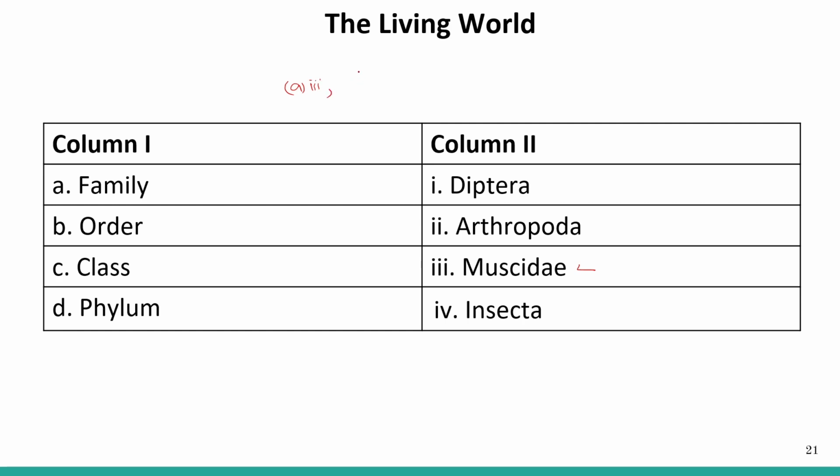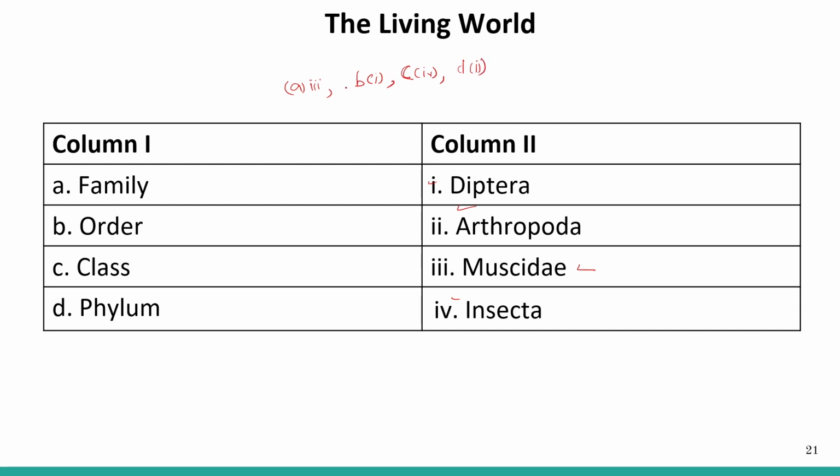Then B, order. Order is Diptera. Then 1, class. Class is Insecta. So C should be 4. Then the phylum. Phylum is Arthropoda. So D should be 2.